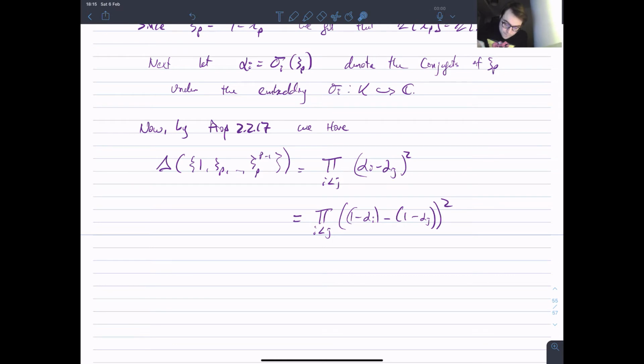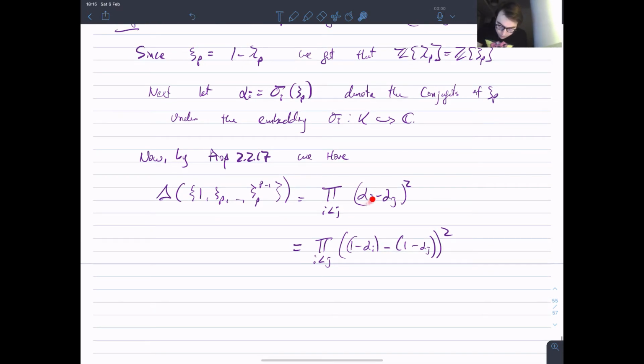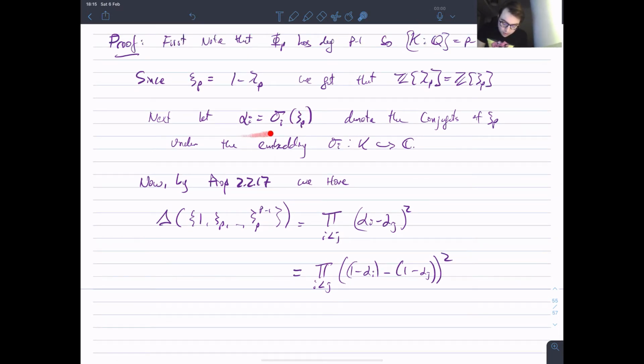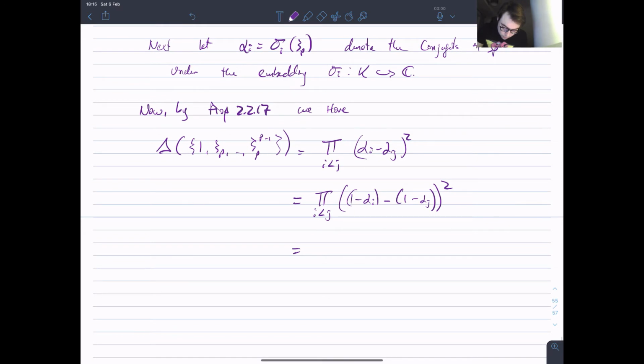And then now, if α_i is a conjugate of z_p, 1 - α_i is going to be a conjugate of λ_p. It's because of this relation here. If you apply σ, the embedding, to this thing, you'll see how it works. So again, by just using the formula in reverse, we get that the discriminant of this is the same thing as the discriminant of this. Okay, so that's maybe the first part.